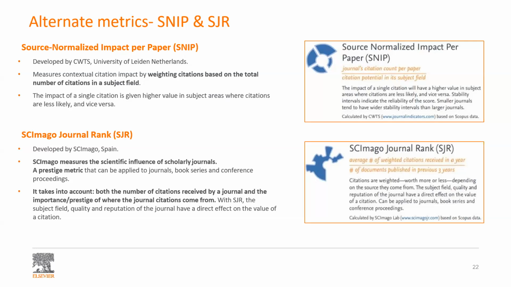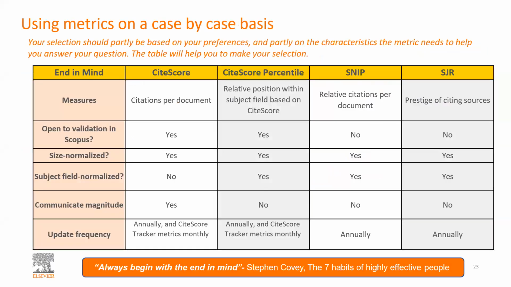Another metric is SJR, that is called Scimago Journal Rank. This is basically the prestige-driven metric. It factors in both the number of citations as well as the quality of citations. And this is more popular when we talk about the prestige-driven metric. So faculty people normally prefer to look into SJR scoring also for the journal.